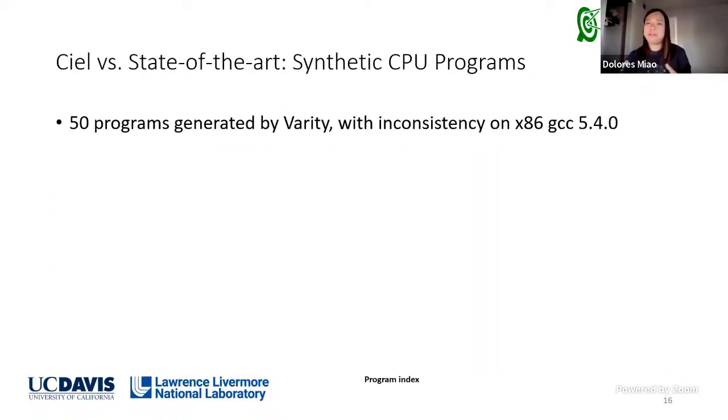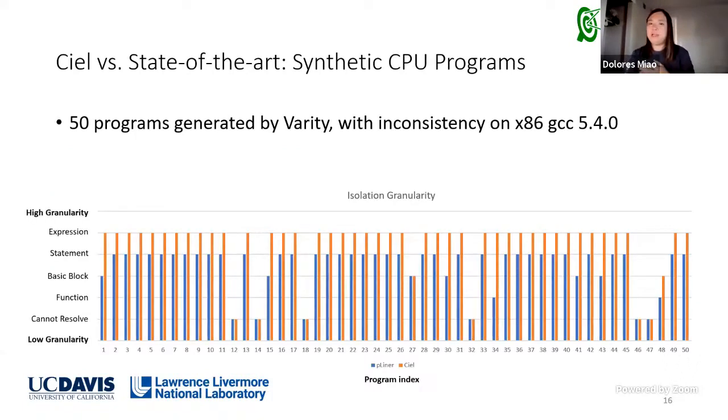Next, we compare SEAL against the state of the art, which is PLiner. First, we use 50 synthetic CPU programs that we already know have inconsistencies on Intel CPU with the GCC compiler. SEAL achieves overall better results than PLiner, as shown in the chart below. The orange bar represents SEAL, and a higher bar represents a more fine-grained isolation result. SEAL performs overwhelmingly better than PLiner.